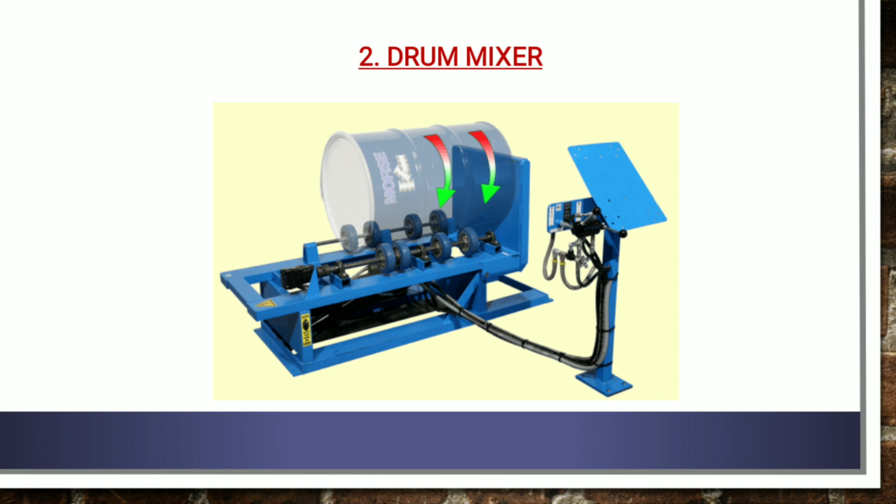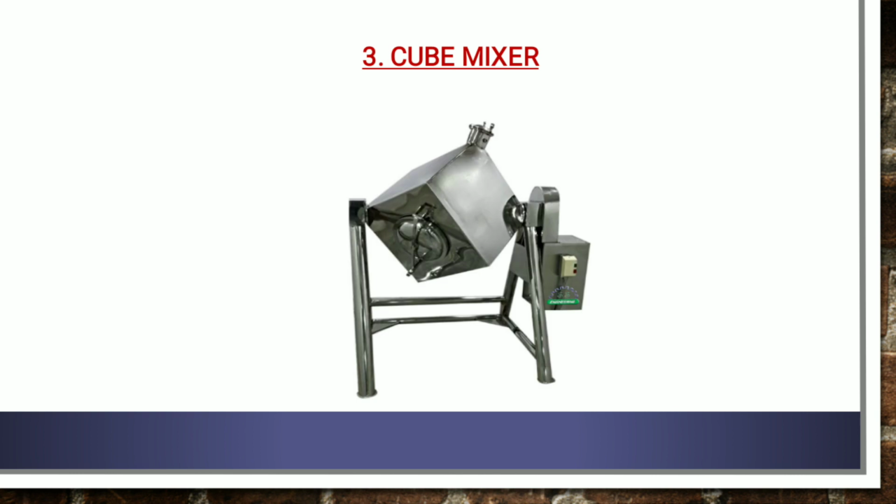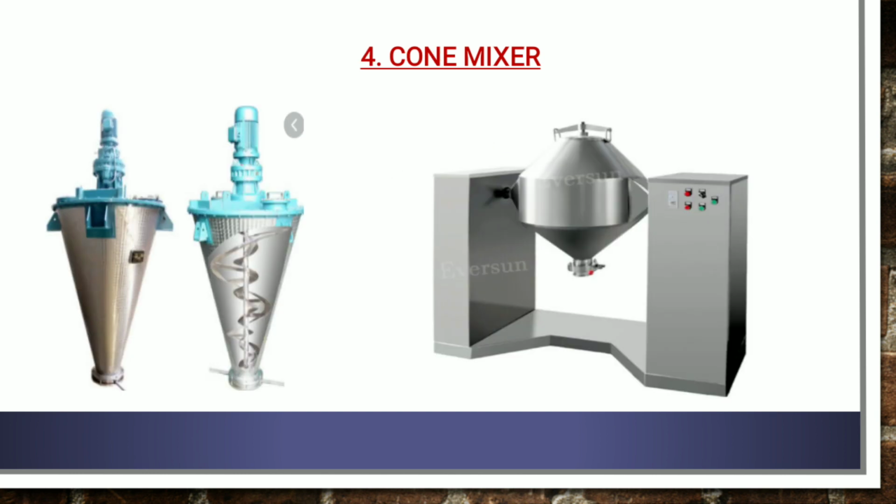Then the next one, that is cube mixer. This mixer is used to produce homogeneous solid-solid mixing. Basically, it is based on movement, with its tumbling effect producing homogeneous mixing in the shortest possible time. Then the next equipment is cone mixer.